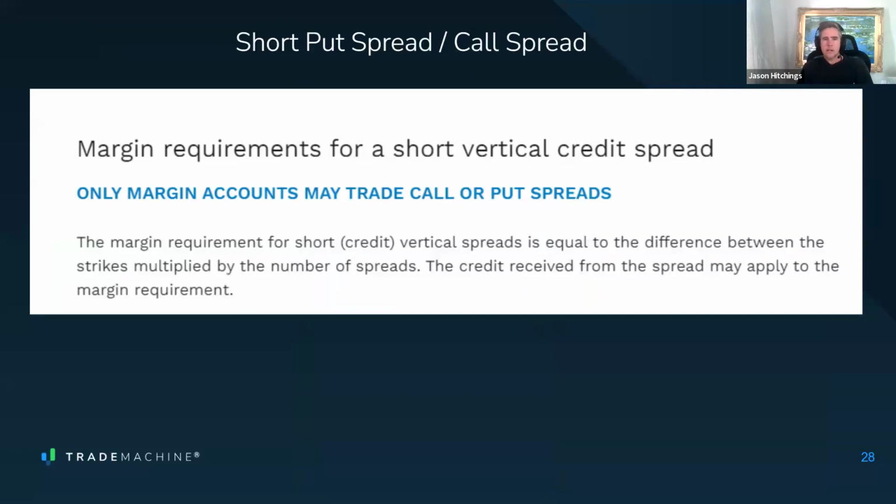All right, so now we're going to look at a short vertical spread, and this was taken from Tasty Trade. It says the margin requirement for a short vertical spread is equal to the difference between the strikes multiplied by the number of spreads. The credit received from the spread may apply to the margin requirement. So you kind of have to hold that as well.